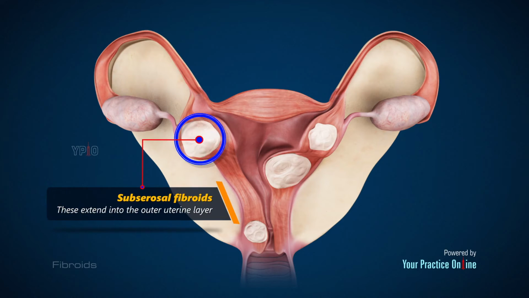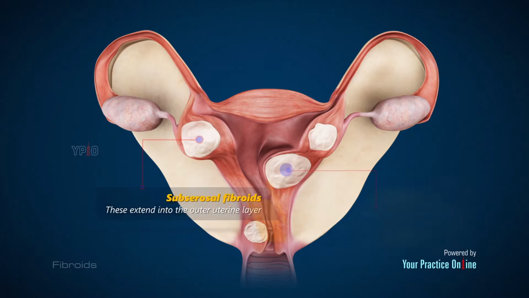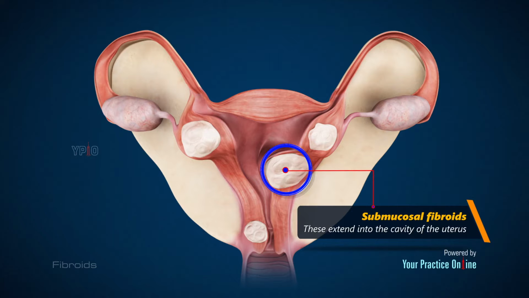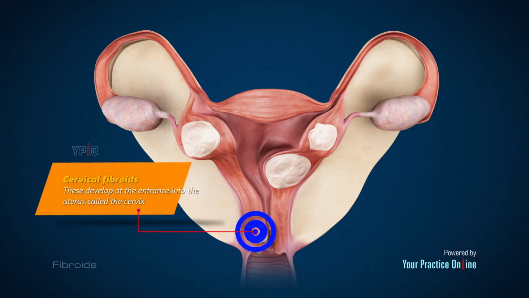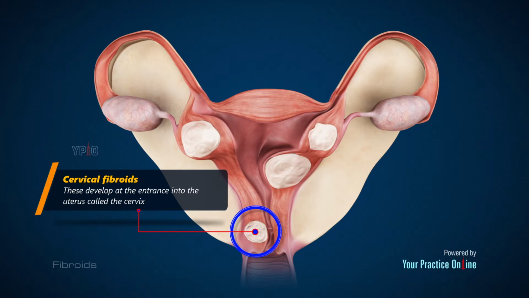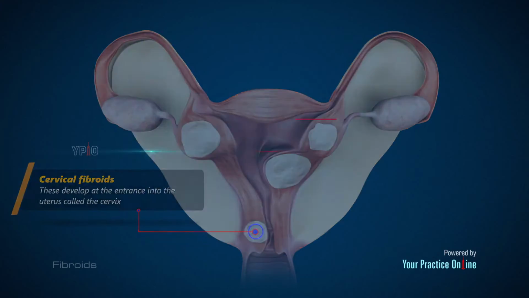Subserosal fibroids. These extend into the outer uterine layer. Submucosal fibroids. These extend into the cavity of the uterus. Cervical fibroids. These develop at the entrance into the uterus, called the cervix.